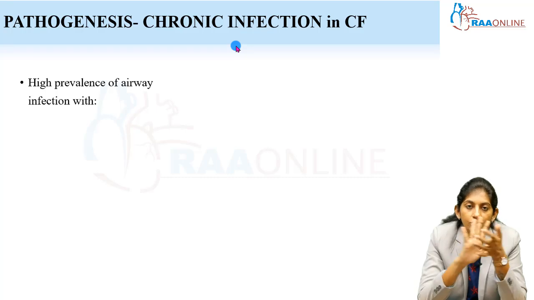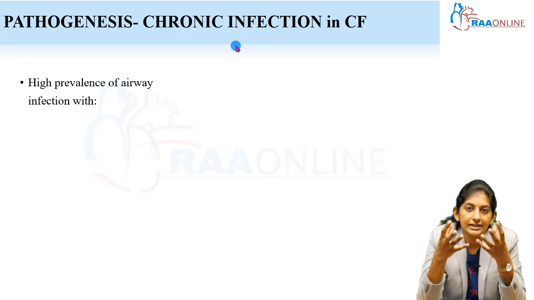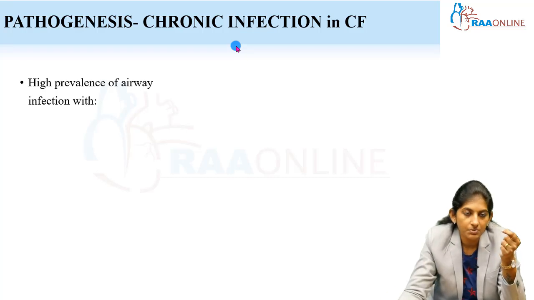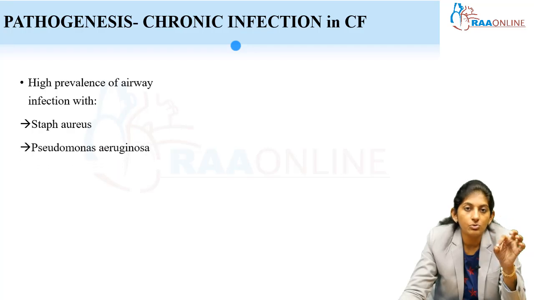So not the regular ones, and all these organisms are going to be highly resistant to our antibiotics also. So let's see what are the chronic infections in cystic fibrosis patients. First will be Staph aureus. Next will be Pseudomonas aeruginosa.